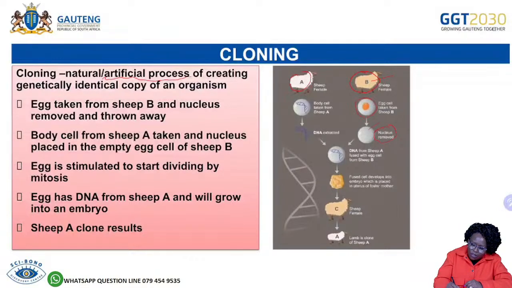This egg does not have the yellow that was there. The yellow is representing for us the nucleus. And the nucleus, you know, is carrying what? Genetic information. But the nucleus is removed and thrown away.